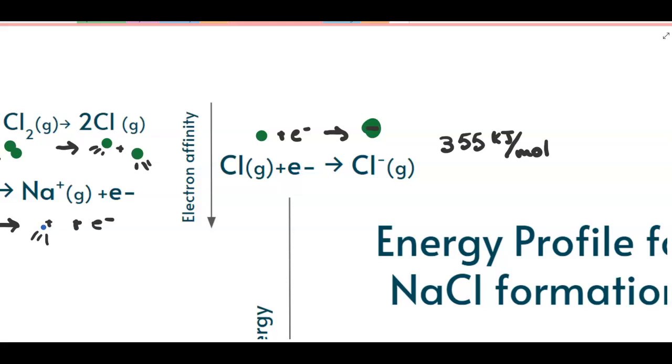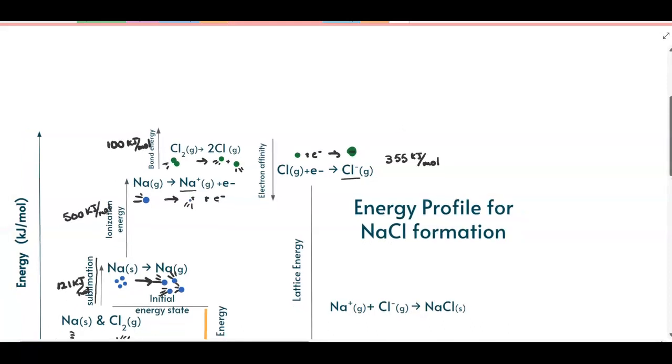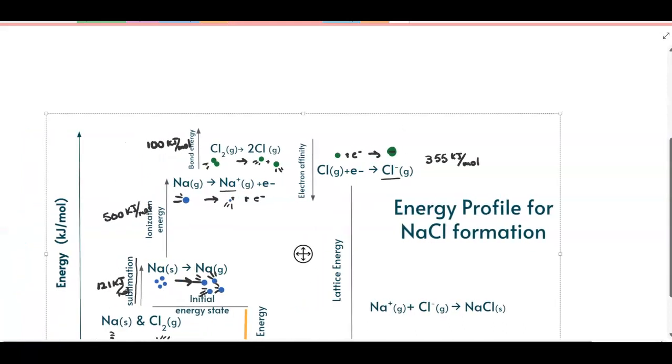And this is where we might stop, because now I have chlorine ions and I have sodium ions. But if you look from where I started at the initial energy state, I've put in almost 700 kilojoules of energy, and I've only released about 350 kilojoules of energy. So I still would have an energy consuming process.